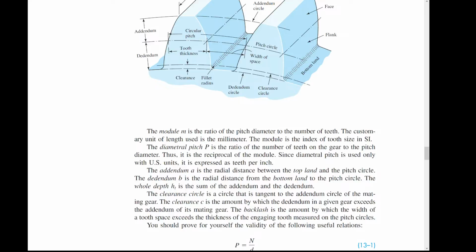Capital P is the ratio of the number of teeth on the gear to the pitch diameter. Thus, it is the reciprocal of the module. Since the diametral pitch is used only with US units, it is expressed as teeth per inch. Capital P is teeth per inch. The addendum A is the radial distance between the top land and the pitch circle. The dedendum B is the radial distance from the bottom land to the pitch circle. The whole depth, H sub T, is the sum of the addendum and the dedendum.